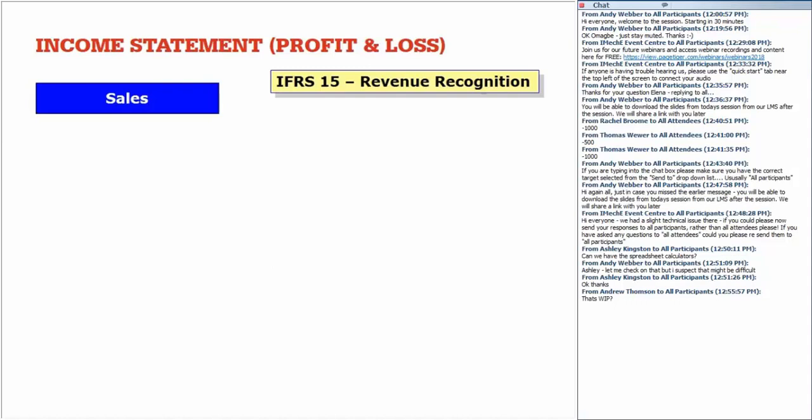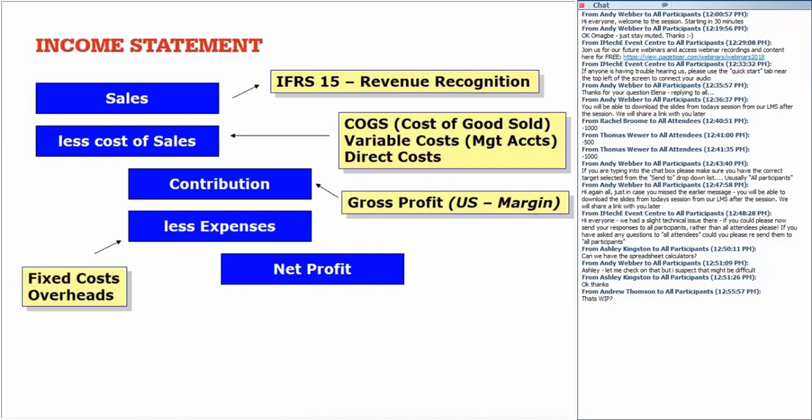IFRS 15 is revenue recognition. Then we come to cost of sales. So this is the costs which are related directly to the sales which you have made. In other words, the costs which you wouldn't have incurred if you hadn't made those sales. You will sometimes see it written as COGS, cost of goods sold. You can see it written as variable costs in your management accounts, and you may even see it as direct costs. So what's the difference between those?